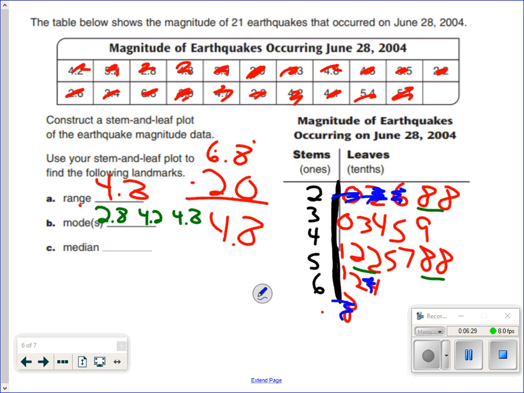Cross this 6 off, cross off my 5.2. This 2.8, I'm going to cross off with my next biggest number, my 4.8. Here's my next smallest, my next biggest, my next smallest, my next biggest, and so on. So I'm left with 4.1 as a median. Perfect. Let's keep moving on.